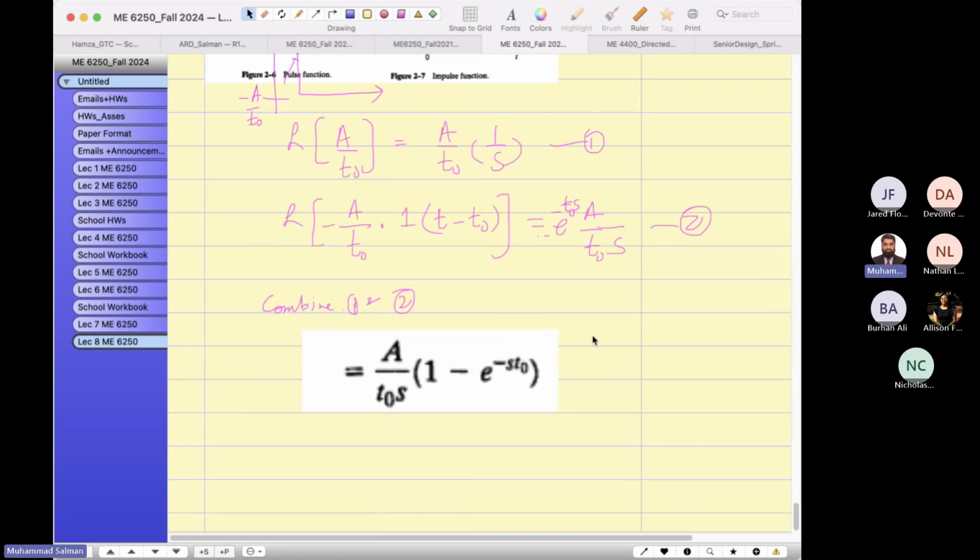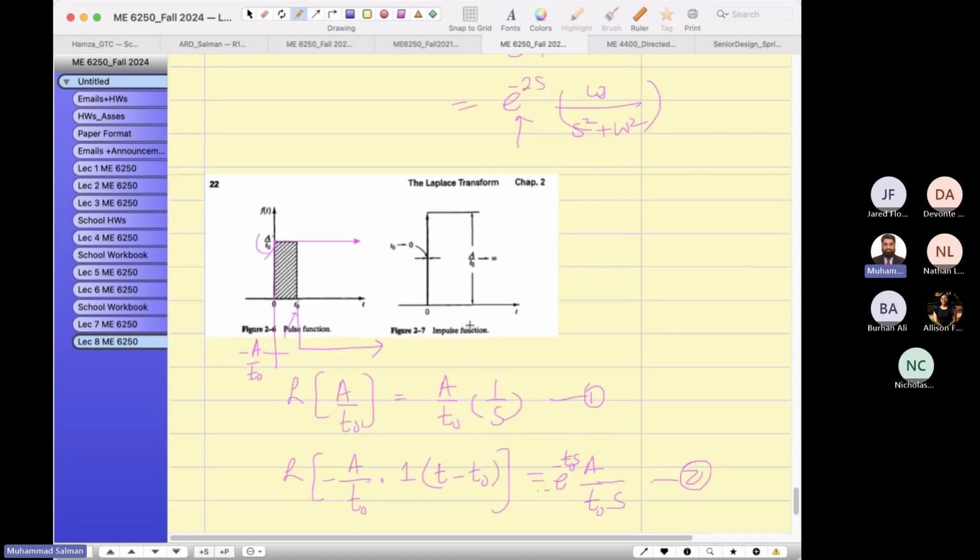So when you add these two functions together, these are two pieces of the unit step function, correct? When you add them, you get the Laplace transform of the pulse function. We call this a pulse function. So what if you want to reduce this t naught to 0?